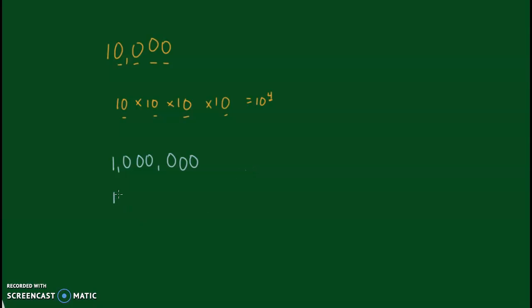Okay, we've got 10 times 10 is 100, times 10 is 1,000, times 10 is 10,000, times 10 is 100,000, and times 10 is 1 million. So that's going to equal 10 to the 6th power, and we have 6 as our exponent. 1, 2, 3, 4, 5, 6 zeros here, 1, 2, 3, 4, 5, 6 zeros here.